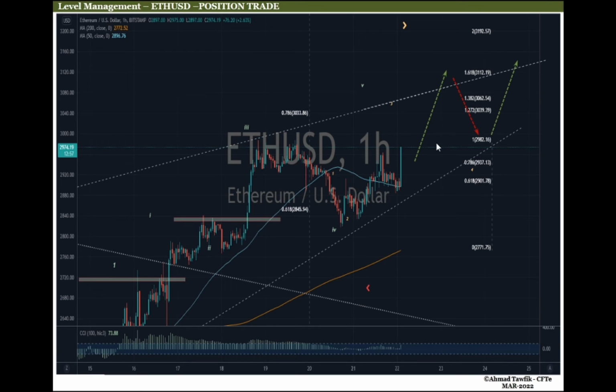Everything now becomes really very simple. There's a 1, 2, this is a 3. It will take you all the way to 3062, 3112. Reject, go back to 2982, because the 3 has the ability to bounce at the 50-point moving average at the level 1, and then take off into 5, back again to 3112, maybe 3200. This is what the market wants us to think. This is what technical analysis would dictate for us to think.